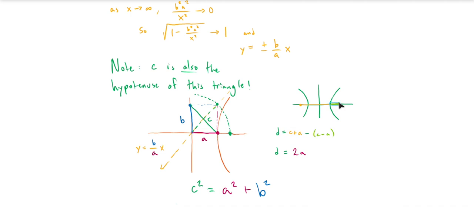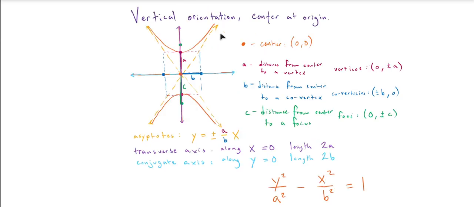On the other hand, from this focus back to this vertex is c minus a. And so if we take their difference, we just get 2a. Let's look at some other forms of the hyperbola.